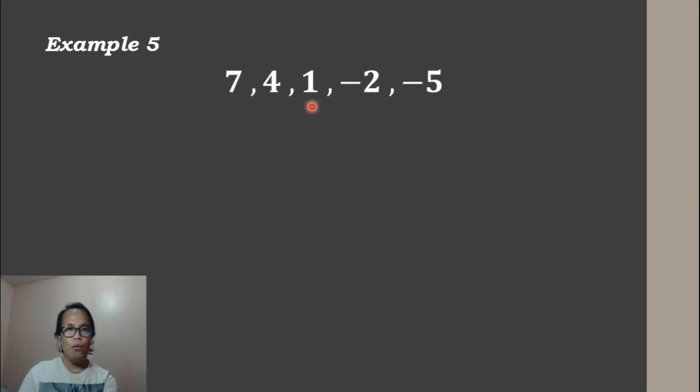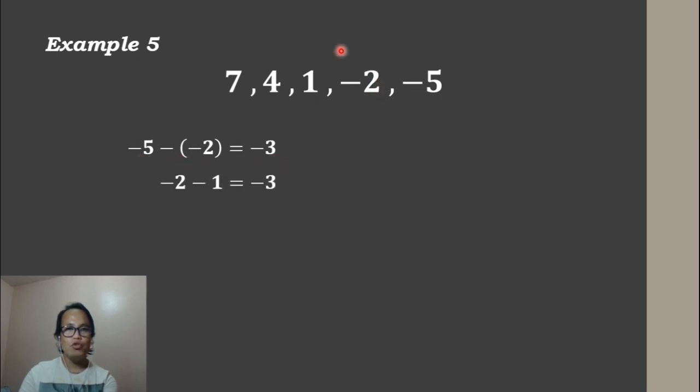7, 4, 1, negative 2, and negative 5. So we have 5 terms. We start with negative 5 minus negative 2. The same, negative 5 minus negative 2, of course, this becomes plus. So negative 5 plus 2 is negative 3.